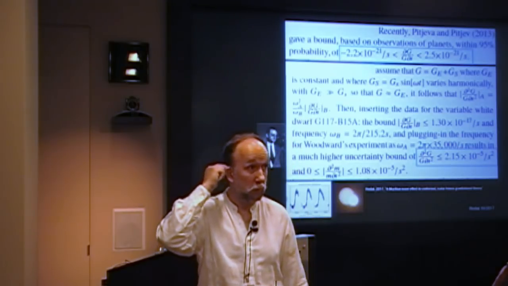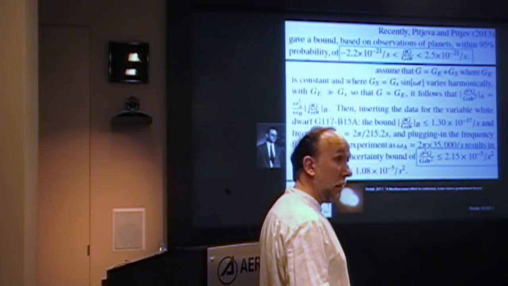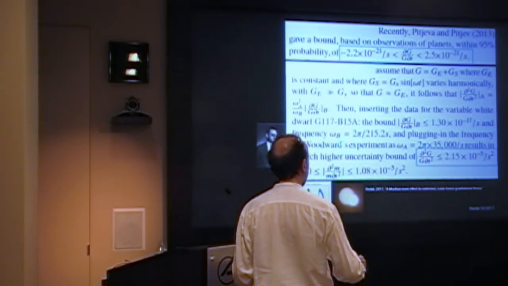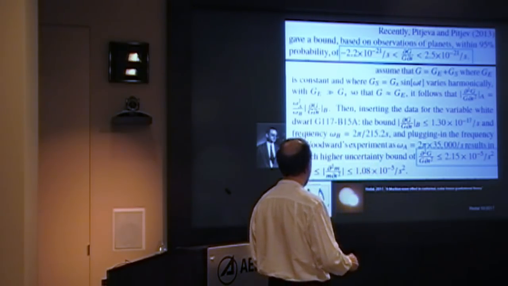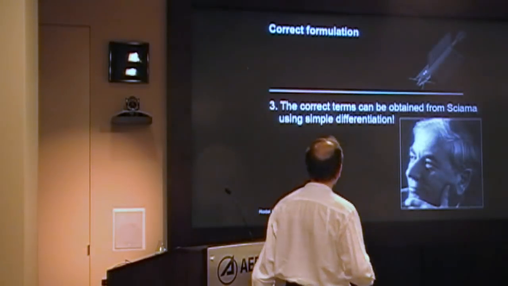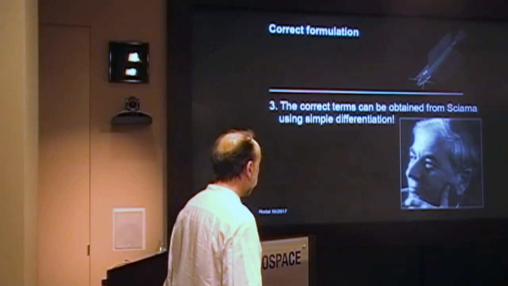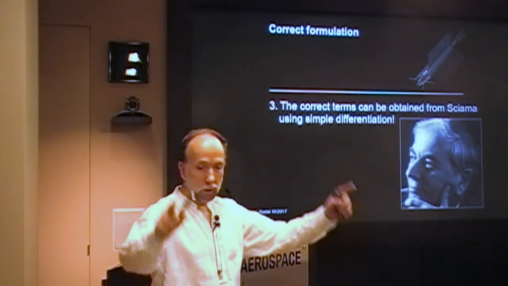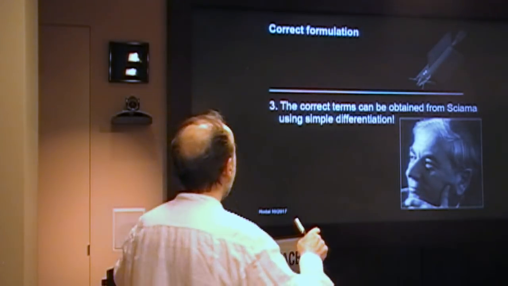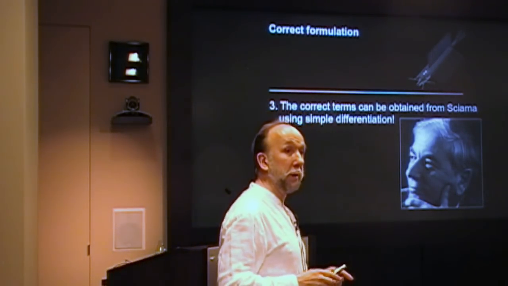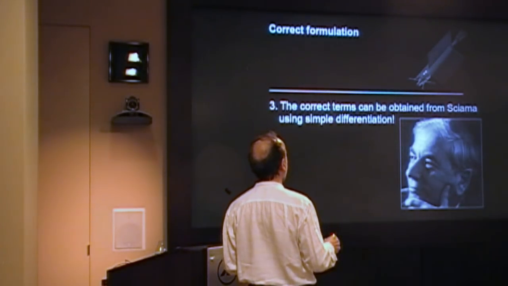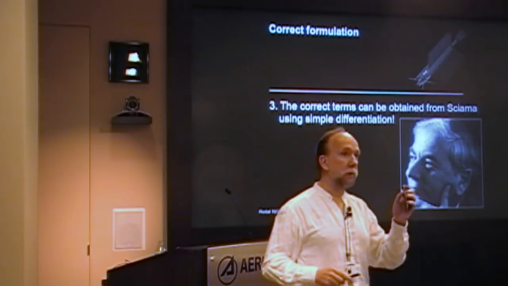Remember, I got a factor of 10 to the minus 6 between my calculations and the experiment. So there's still room for hope. This is actually the white dwarf that acts like a clock. It's quite interesting. Having gone over general relativity and scalar-tensor theory, it is very interesting to go back to Sciama. And it turns out that I can obtain the correct term from Sciama using simple differentiation.